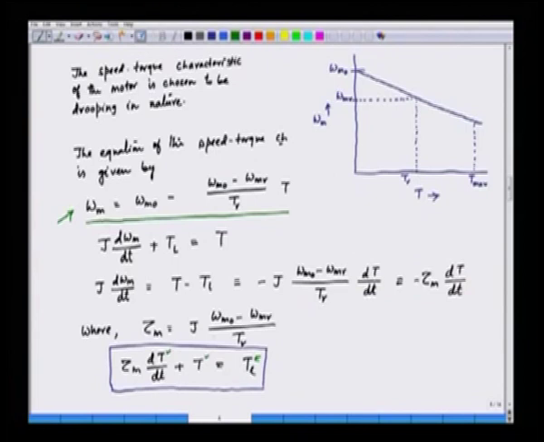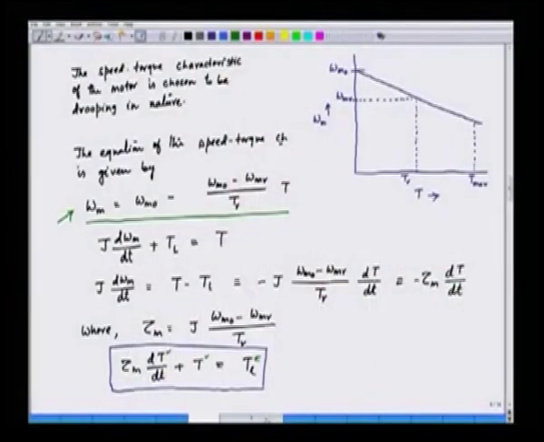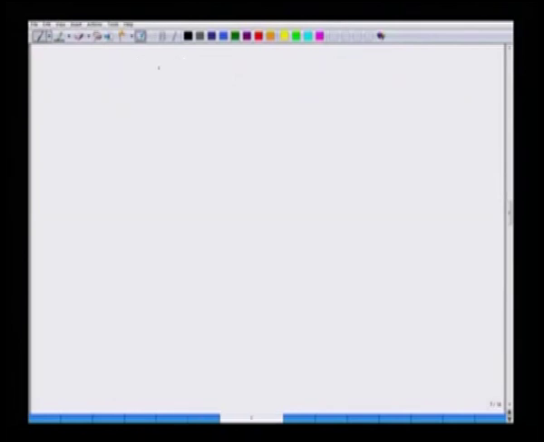So this is the equation that we have, and what is the solution of this equation? The solution of this equation will exactly give us the same thing that we have seen. Now if we solve this equation, we will have the following solution. What we have here is tau m dT by dt plus T is equal to T L. So we have a high load region and a low load region, and this basically repeats.